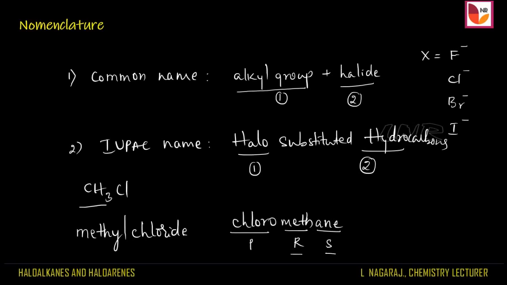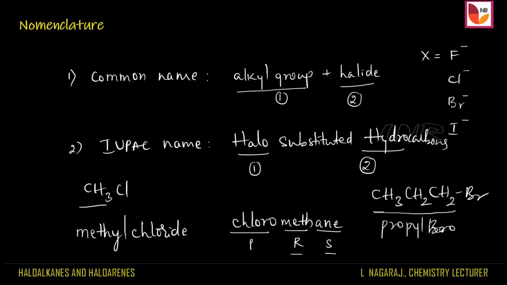Consider another example, CH3CH2CH2Br. In the common system, first write the name of the alkyl group. Here it contains three carbon atoms, so it is represented as methyl, ethyl, propyl, and the name of the halogen is written as halide, that is bromide: propyl bromide.